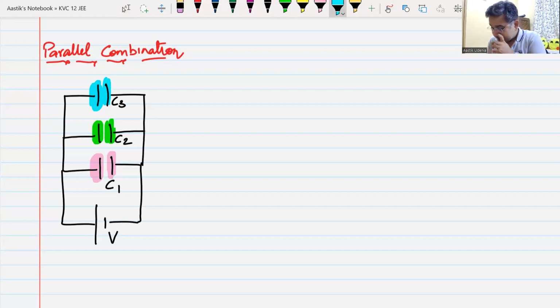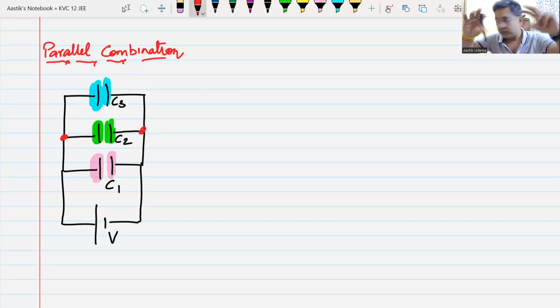Now you can see one plate of C1, C2, and C3 are connected to each other, and the other plates are also connected to each other. That type of connection, where all the first plates are connected at one point and all the second plates are connected at the second point, is known as a parallel connection.